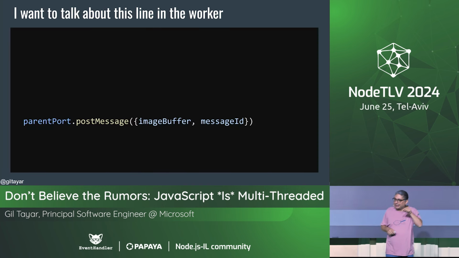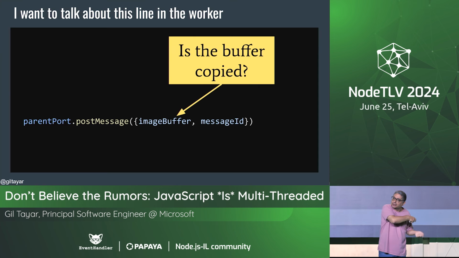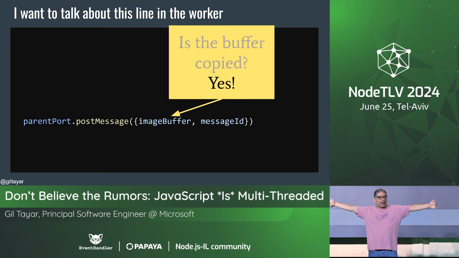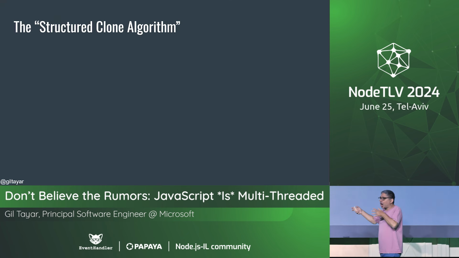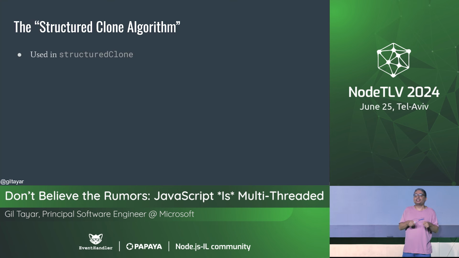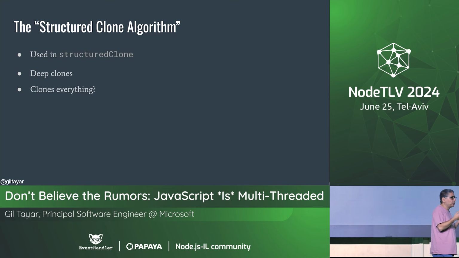And I want to talk about this one, which is really bad. When I post message with the image buffer, it is copied. So if I have a 1 megabyte buffer, that image buffer is copied, and that takes time. The copying is done by something called the structured clone algorithm. It's used in a function called structuredClone, which knows how to clone objects and everything. But it's a deep clone. It doesn't clone everything.